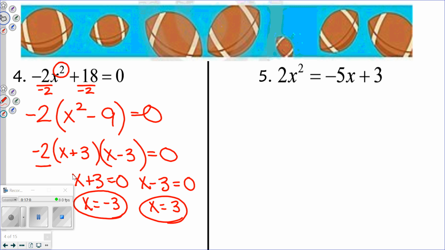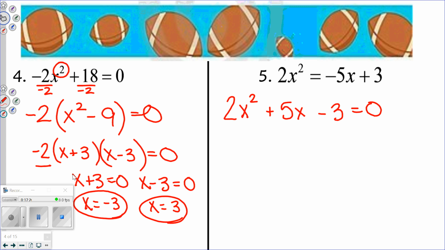The next one? Okay. All right, the next one, what do we have to do first? Good. Let's put it in standard form. So 2x squared, bring that over, becomes plus 5x. Bring that over, becomes -3 equals 0.